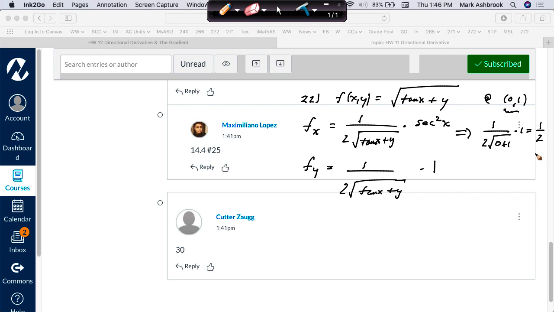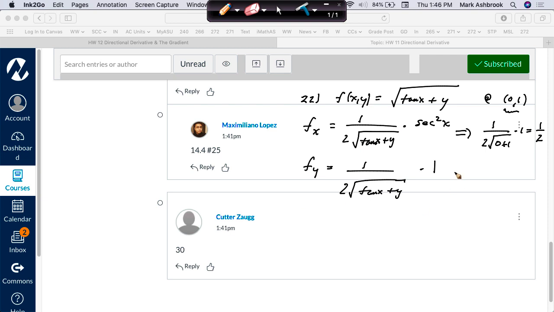Why do you make it 1 over 2 times the square root of tangent? Why not just make the whole thing to the 1/2 power and then do a power rule, so it becomes 1/2 times parentheses tangent x plus y raised to the negative 1/2 power? Because it's the same thing. The 1/2 with the 2 in the denominator is the same as the negative 1/2 power. It's just a different way to do it, so that's absolutely fine.